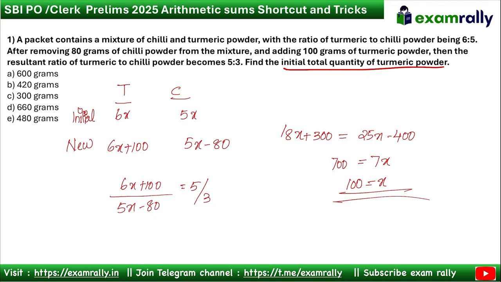They asked to find the initial quantity of the turmeric powder. The initial quantity of the turmeric powder is 6x. x is equal to 100, so 6x will be 600 grams. Okay, this is an easy level question.